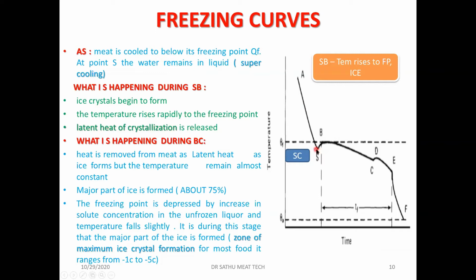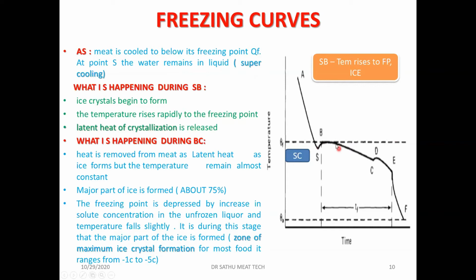Let's see what is happening during this stage, that is from S to B. The ice crystal begins to form. From here, the nucleation of the ice crystals will begin, and the temperature rises rapidly to the freezing point. When the ice crystals start forming, already I told you the latent heat of fusion. When we convert the liquid to solid form, that is from water to ice, there's a release of heat. So as it releases, the temperature rises. That is, latent heat of crystallization is released.